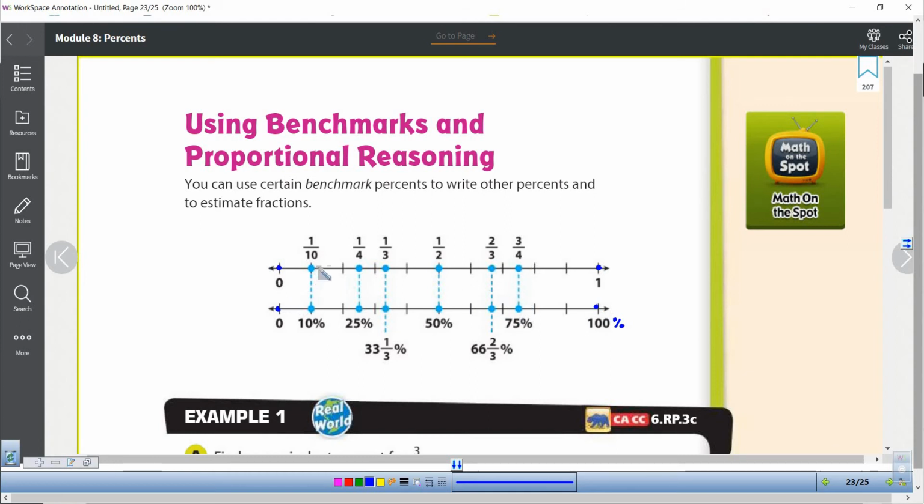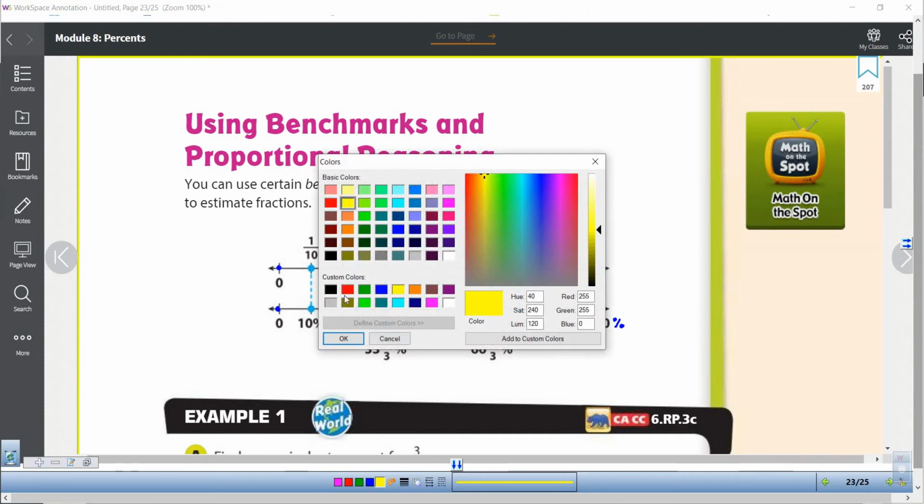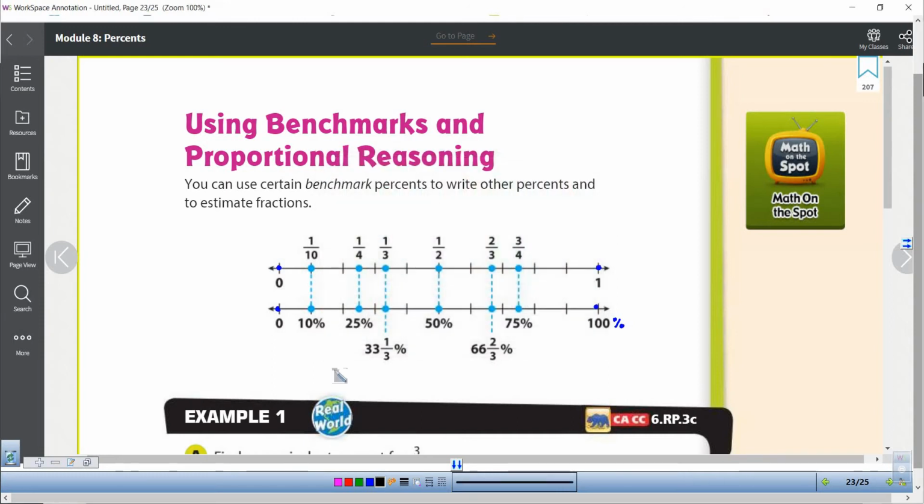And the idea here is that you will memorize these. You will familiarize yourself with them. So if I were to ask you, what is 1/3? You could tell me it is 33 and 1/3%. Now I would like to add one that they don't have on here. I'm not quite sure why they don't have it, but it's definitely a benchmark one.